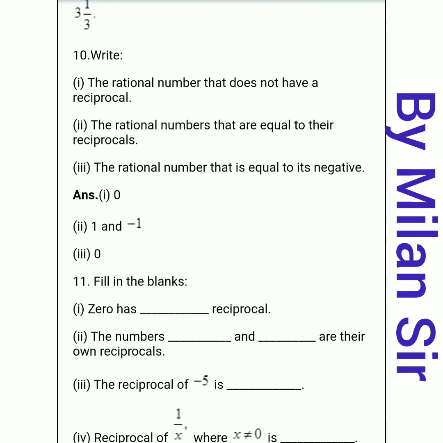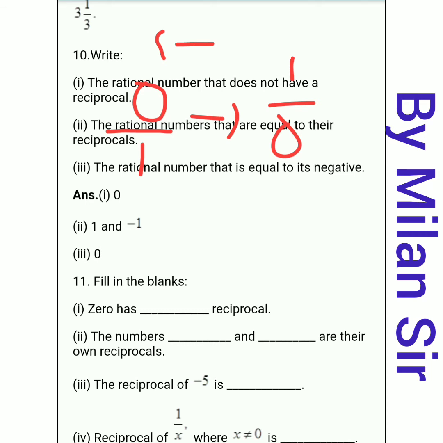Then question number 10. The rational number that does not have a reciprocal, it is 0. Because if we want to find the reciprocal of 0, then nothing is present in the denominator, so 1. Now if we find the reciprocal of 0 by 1, we need to change the numerator and denominator. It is 1 by 0. So the reciprocal of 0 is 1 by 0.